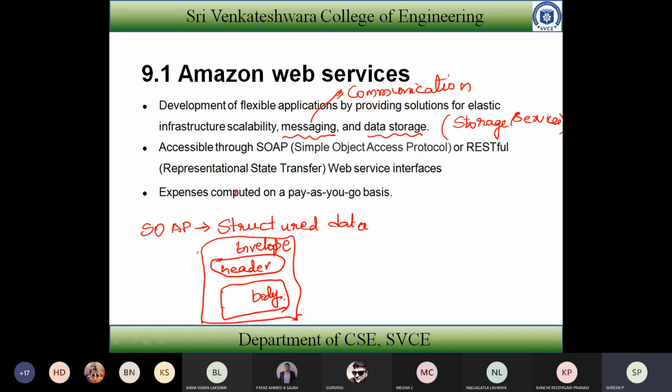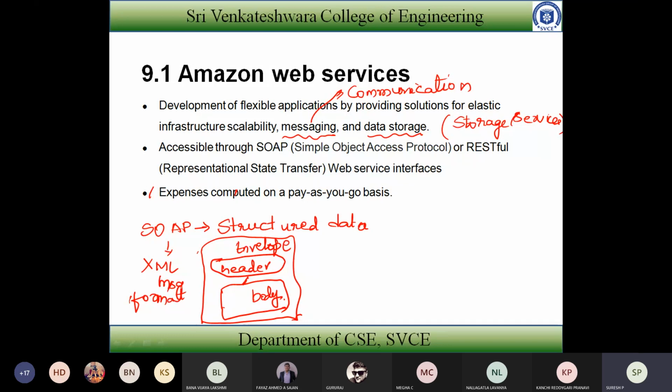Okay, so that's what it's going to have in your SOAP. Formally, the Simple Object Access Protocol is going to make use of XML, that is extensible markup language. It makes use of the XML information set for its message format. So if you want to send a message, it's going to use the XML message format. That you should know. These things you should know when you start working with Amazon Web Services.